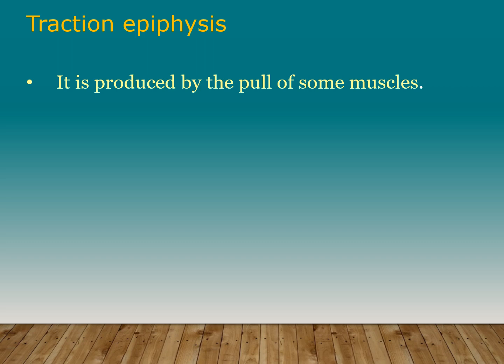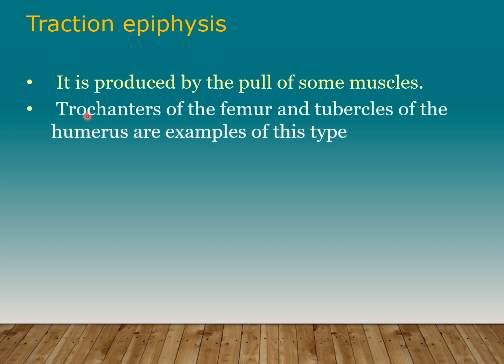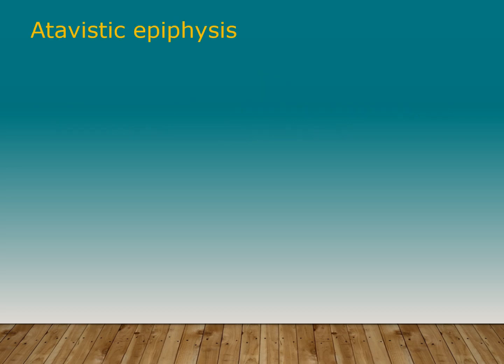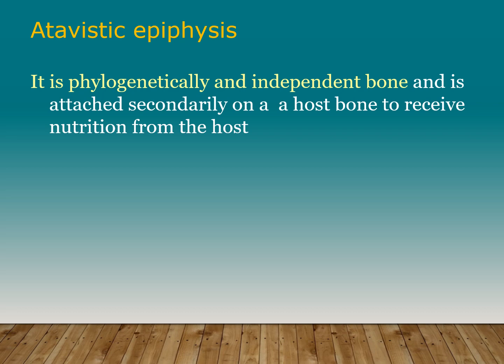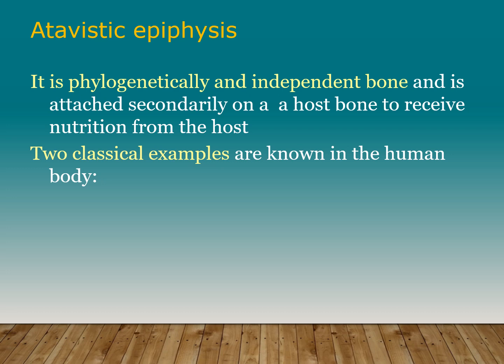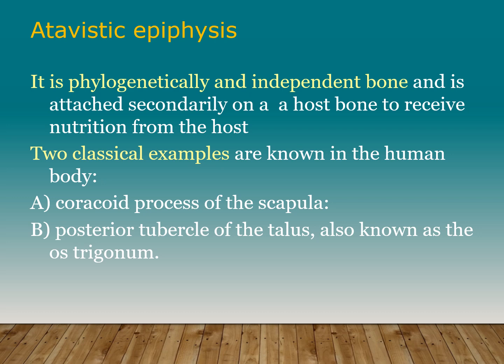Traction epiphysis. It is produced by the pull of some muscles. So the trochanters of the femur and tubercles of the humerus are all caused by the pull of the muscles. Atavistic epiphysis. It is a phylogenetically independent bone. Now it has attached secondarily to the host bone so that it will receive nutrition. Two classical examples are seen in the human body: coracoid process of the scapula and posterior tubercle of the talus come under atavistic epiphysis. So we have seen three different types of epiphysis: pressure epiphysis, traction epiphysis, atavistic epiphysis.